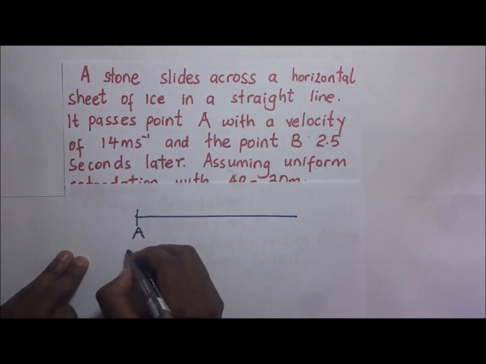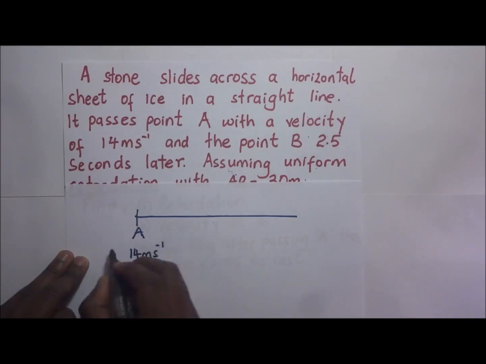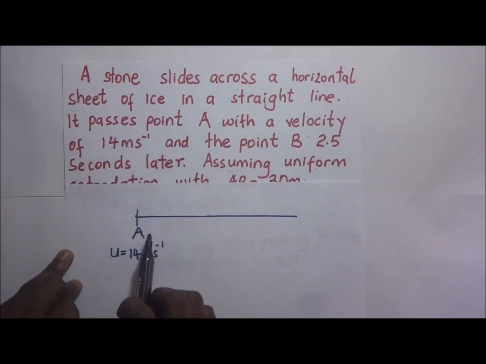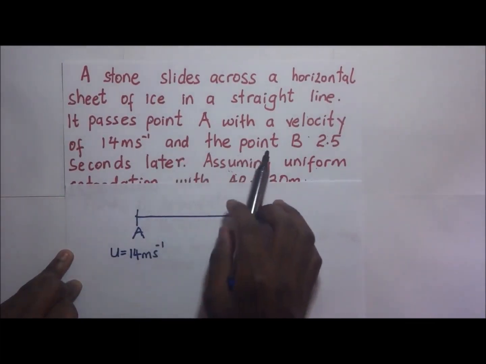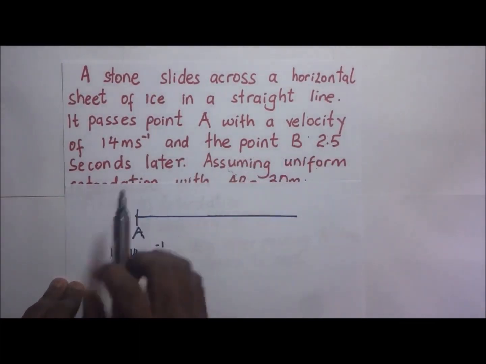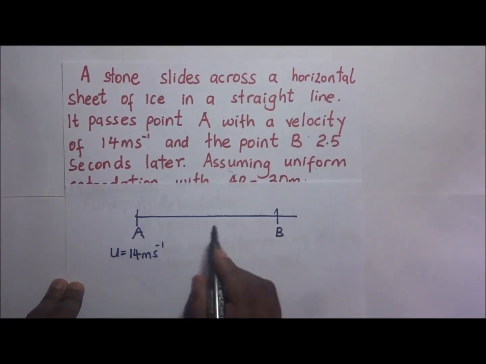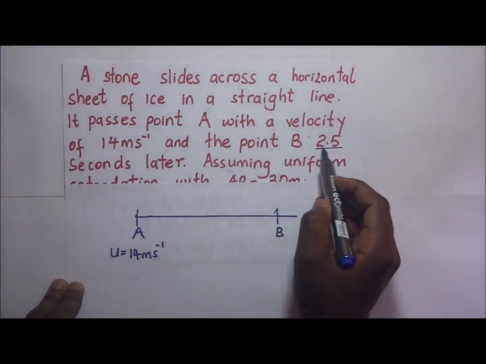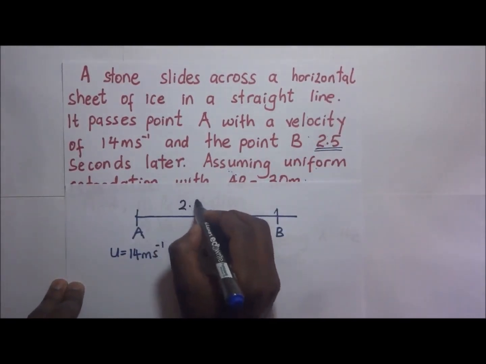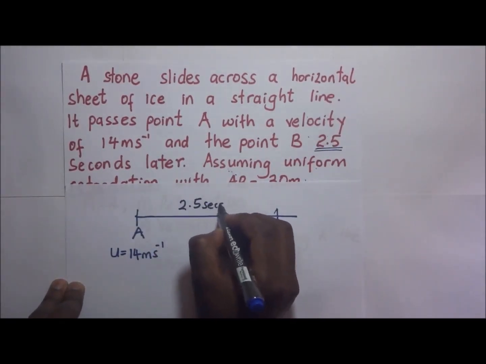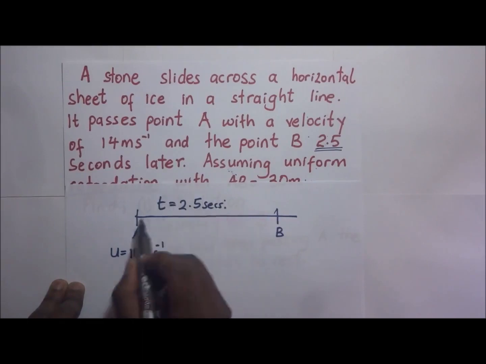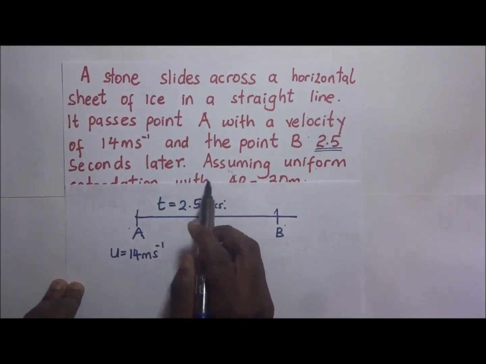So it means that at this point, the velocity there is 14 meters per second. Let's call this our initial velocity because it starts from point A. It passes point A with a velocity of 14 meters per second. We shall call it our initial point. And then point B 2.5 seconds later. So meaning that it's going to pass point B. From point A to point B, the question is telling us that it's going to pass there 2.5 seconds later. So the time taken to move from A to B is 2.5 seconds.